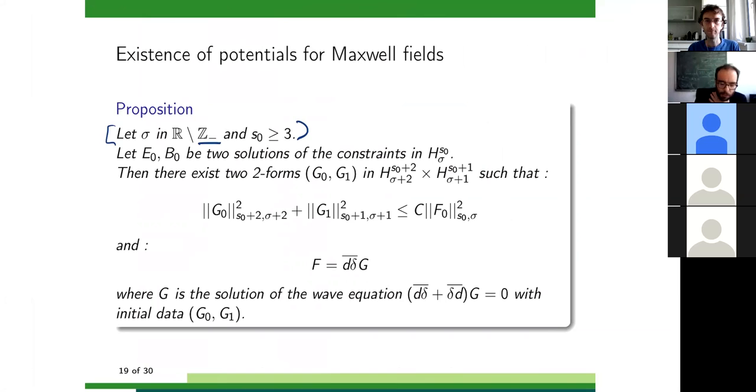So I'm looking at a solution of the Maxwell constraint equations that belongs to that space. And I will be able to construct two forms, J0 and J1, which belong to the corresponding space. Using elliptic regularity, I will be able to control the norm of these two forms by the norm of the initial data of the Faraday tensor. On top of that, by uniqueness of solutions to the Cauchy problem, F will be represented by the Hertz potential. This Hertz potential satisfies the wave equation, and it admits initial data G0 and G1, which I control by elliptic regularity.